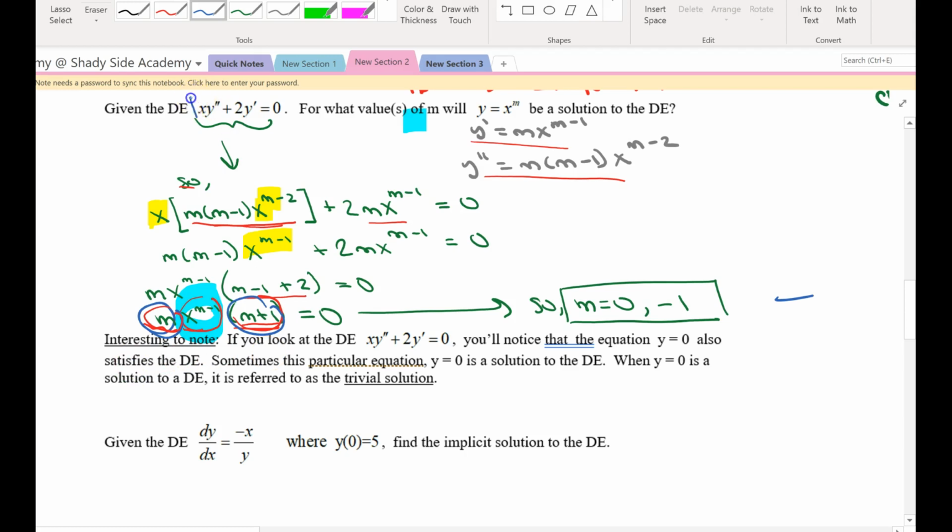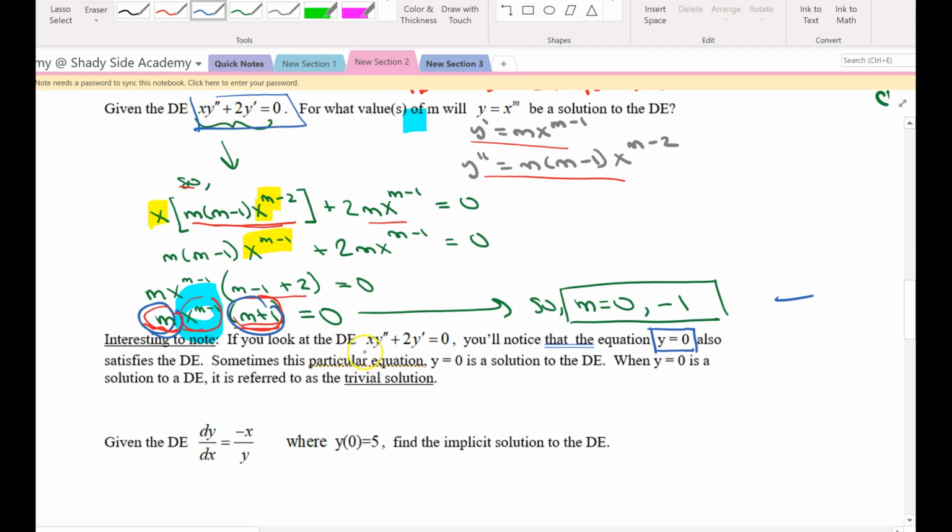A little interesting note here. If you look at this differential equation, maybe you'll notice, actually, there's no reason why you would notice. So I'm telling you, if you look at this diffie-q for a second, y equals 0 is f of x. Y equals 0 also satisfies this diffie-q, right? Because if y equals 0, every subsequent derivative of y will also be 0. And that makes this diffie-q resolve into 0 plus 0 equals 0.